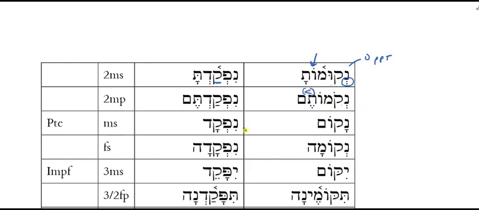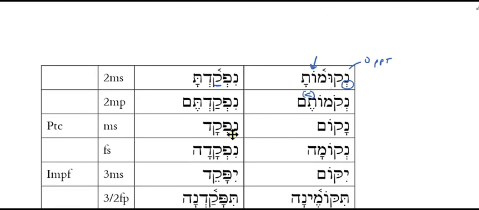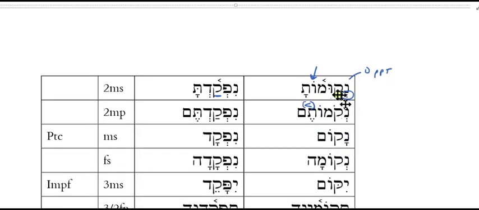Okay, the participle in the strong verb is nifkad. It looks just like the nifal perfect, except I have a pathak in the nifal perfect, and I have a long a here in the participle. Because we don't have a pathak in the nifal perfect of nakom, we can't make that a long a over here either. So you're not going to be able to tell the difference here. The participle is the same as the perfect 3ms, nakom.